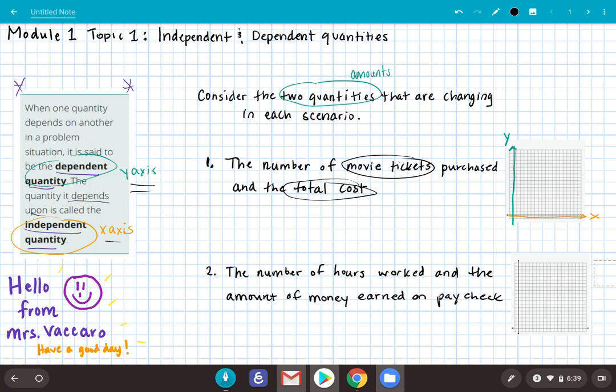purchased. So if I were to be graphing this, the number of movie tickets purchased would be on my independent quantity, and then my cost is going to be on my dependent quantity. So as I purchase a certain number of movie tickets, let's say I purchase one movie ticket, my cost is going to be a certain amount. If I purchase two, it's going to be a little higher. If I purchase three, a little higher, four, a little higher, five, a little higher, six, a little higher. So as I determine the number of movie tickets that I want, I can see the total cost.